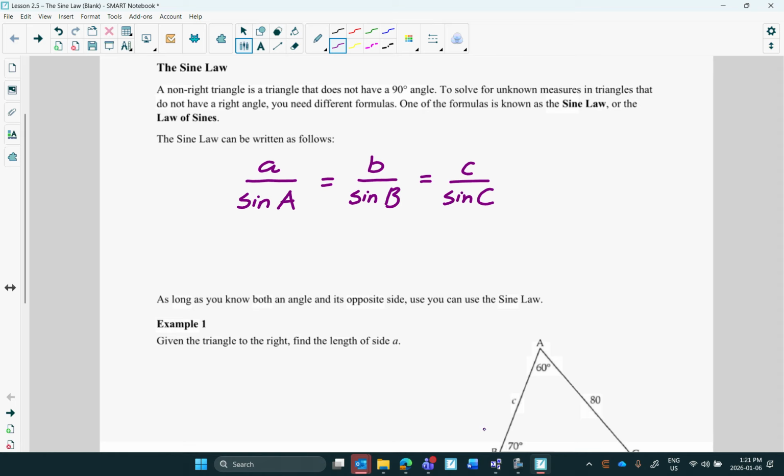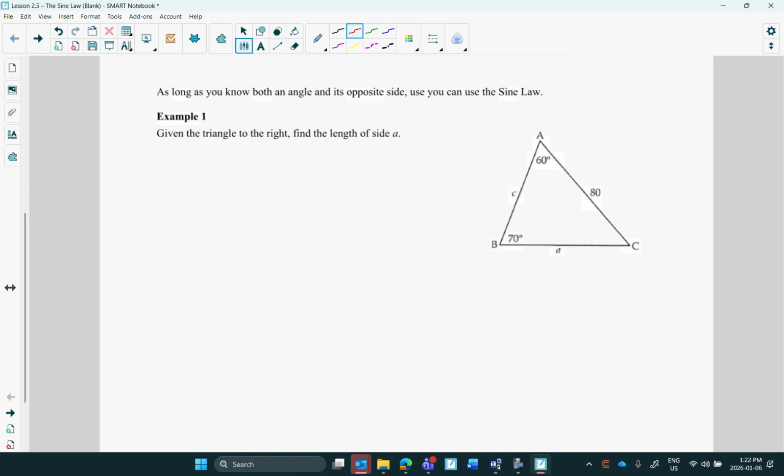We could flip all these around and it's the same type of formula, so I'm not going to write it. So let's see how we can use this, because what we want to do is set up two of these which equal each other, and then we're going to know three pieces of information, and we're going to solve for the missing piece. So let's just look at an example where we use sine law.